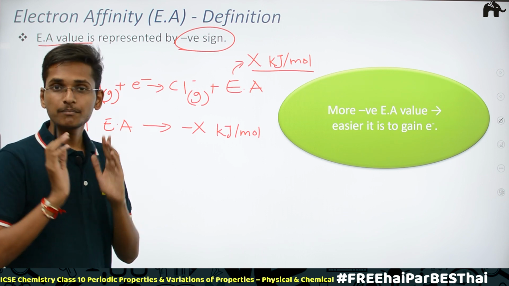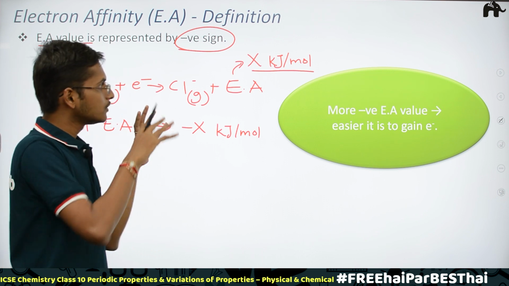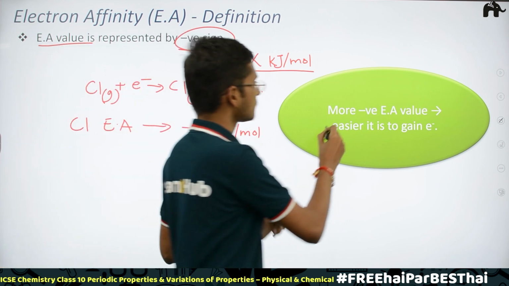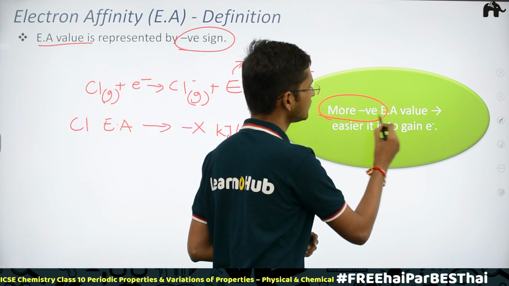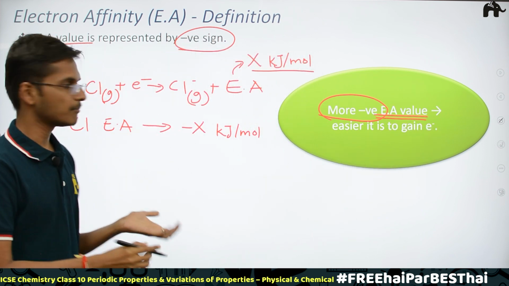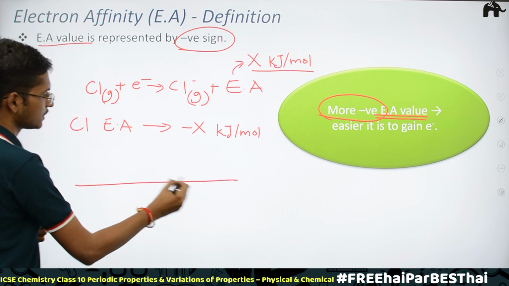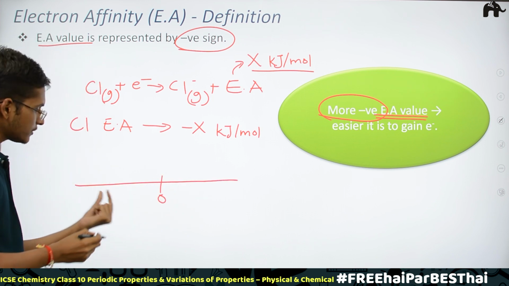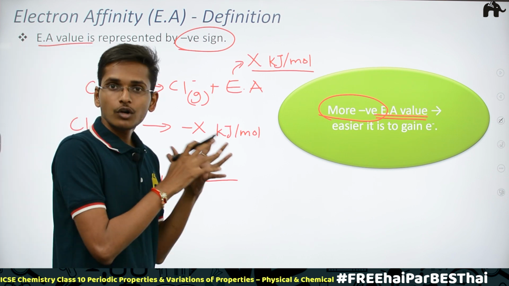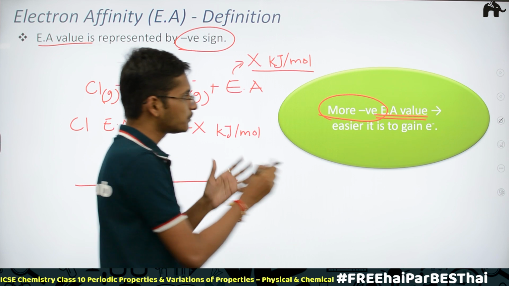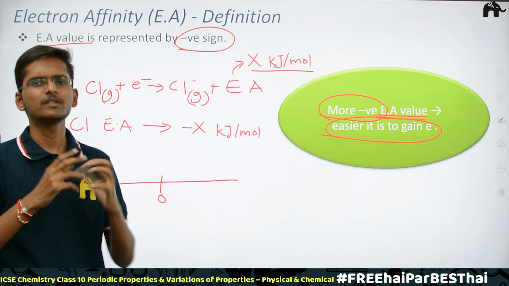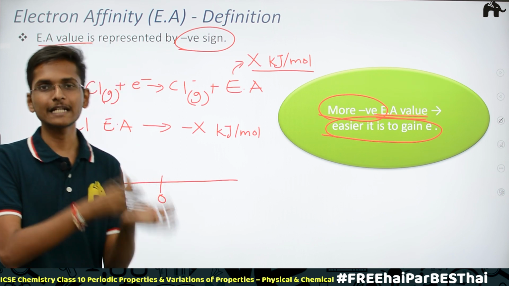Now, a very important concept. You have to remember this because we are going to use it. The more negative the electron affinity value is, just try to remember the number line, when the value is going to be more and more negative, what that value suggests is that the particular element is readily gaining the electron. It is easier for that element to gain the electron.